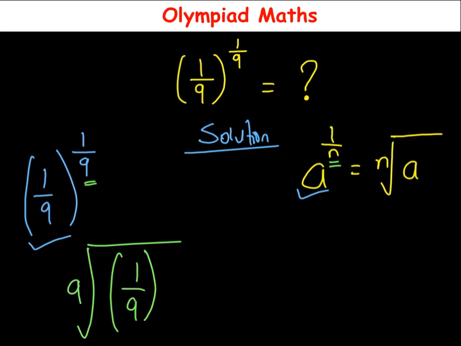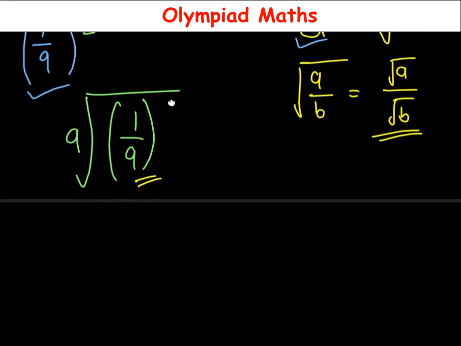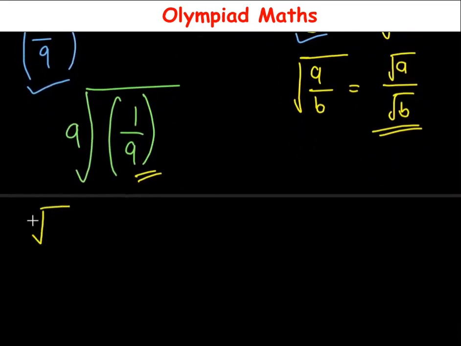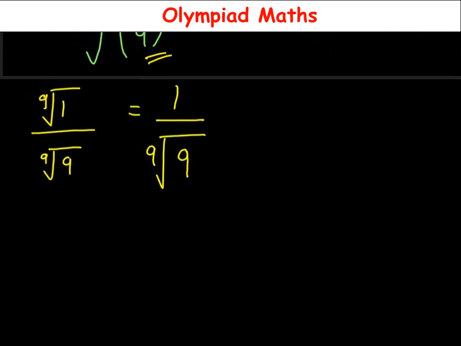Okay, so with this, there's also a rule that if you have the root of a over b, this is equal to root a over root b. Also applying this principle right here, we're going to have it as the 9th root of 1 over the 9th root of 9. So from here, this can be expressed as the 9th root of 1, which is 1, all over the 9th root of 9.